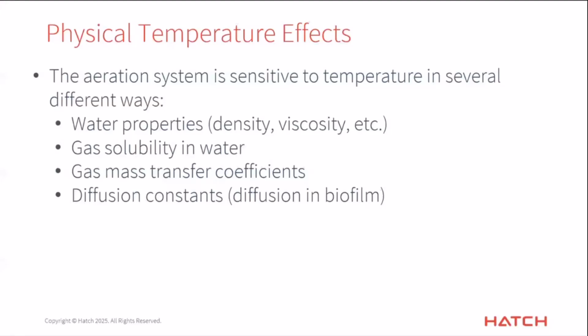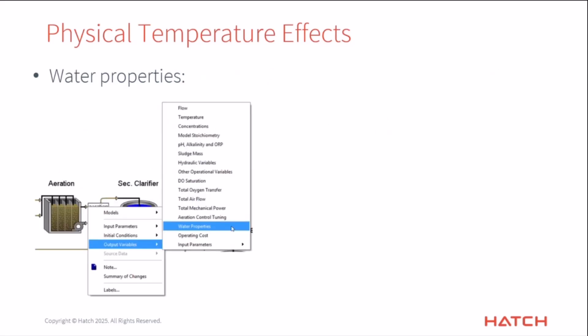So first of all, various water properties are going to be temperature dependent, like density and viscosity and so on. The big one is the gas solubility in water, which is a function of temperature. And so are a lot of the mass transfer coefficients, they're corrected for temperature as well. And related, of course, diffusion constants. In this case, I'm specifically referring to the ones in biofilm. So we're going to take a look at each of those things separately.